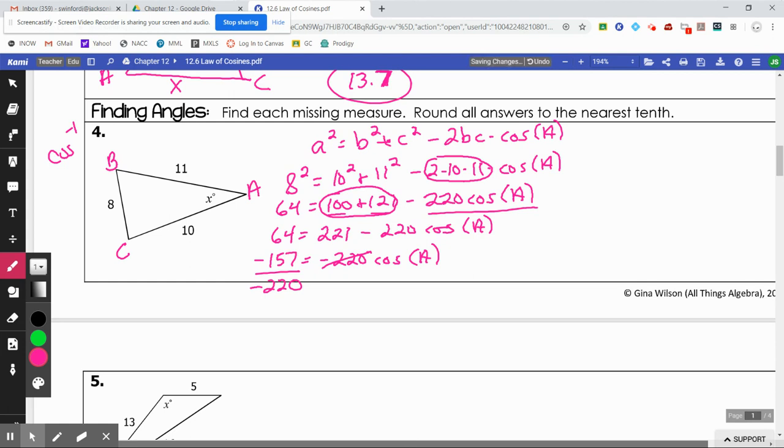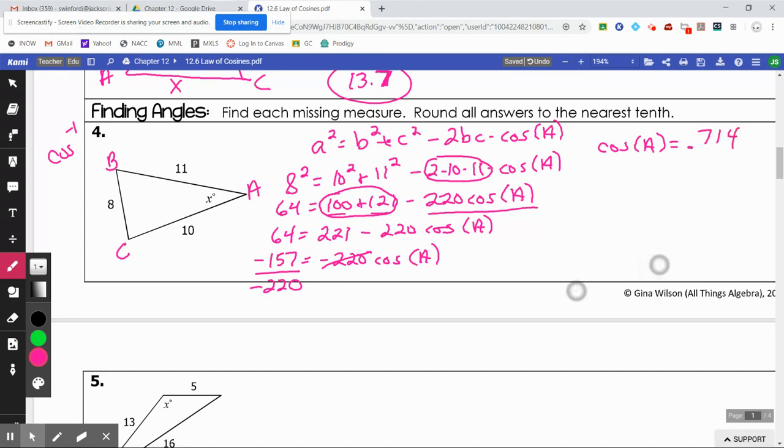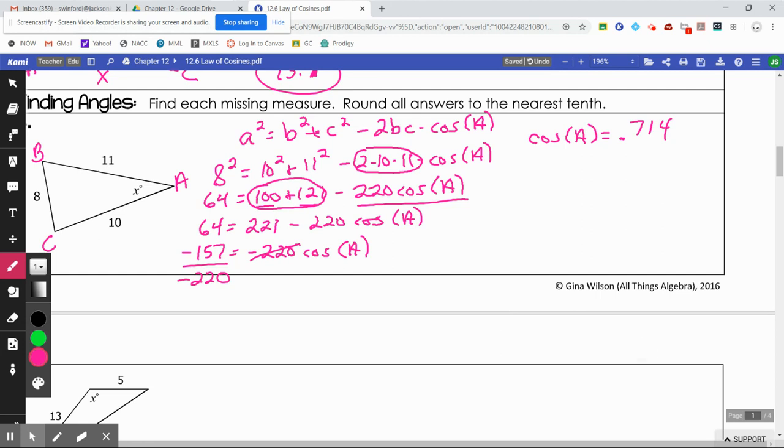And that gives me the cosine of A is equal to, let me clean that up just a little bit, it doesn't really look like an equal sign. Cosine of A is equal to about 0.714. And then notice what we're going to do next. In order to get A by itself, get rid of the cosine by taking the inverse cosine. So we're going to do the inverse cosine of 0.714. And that tells me that A is about 44.5 degrees. And again, that's one method of working it.